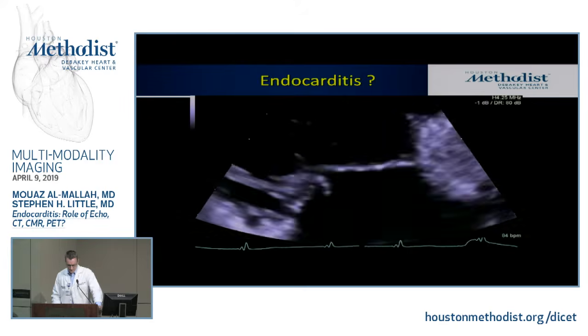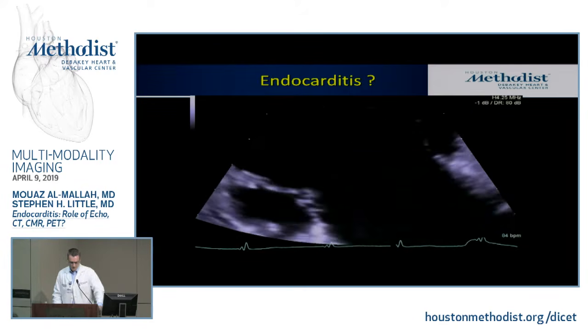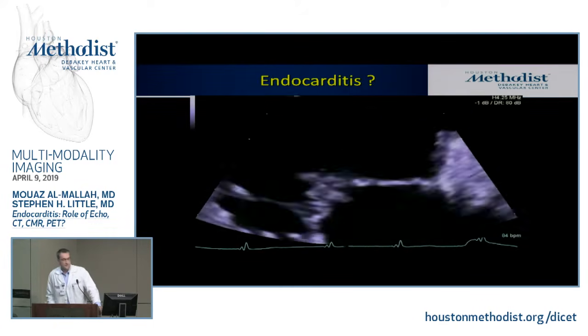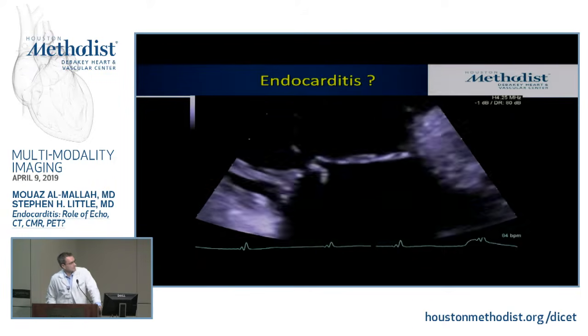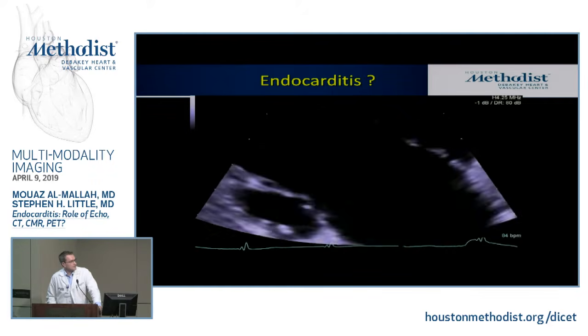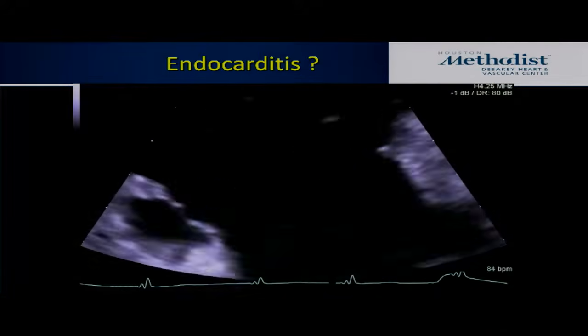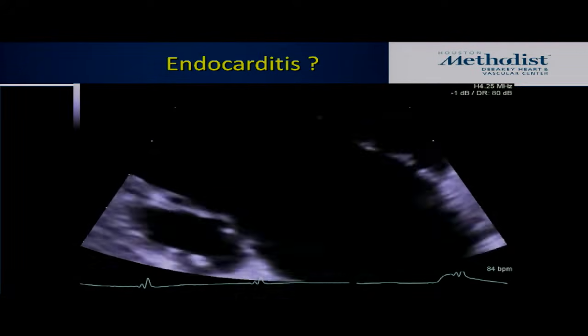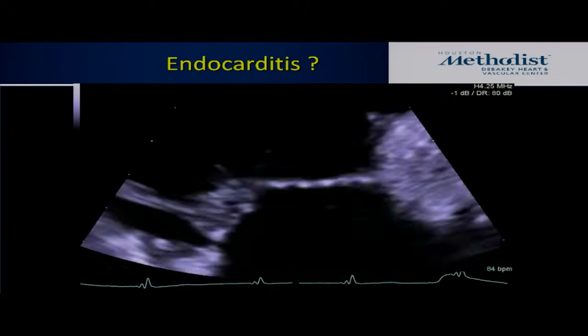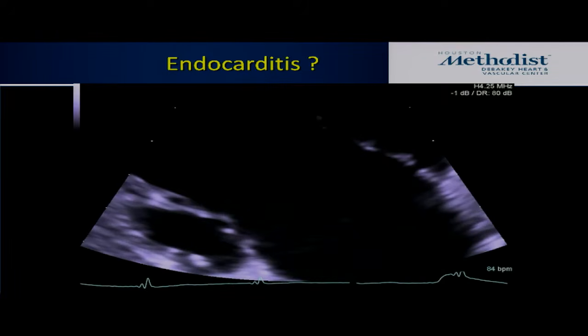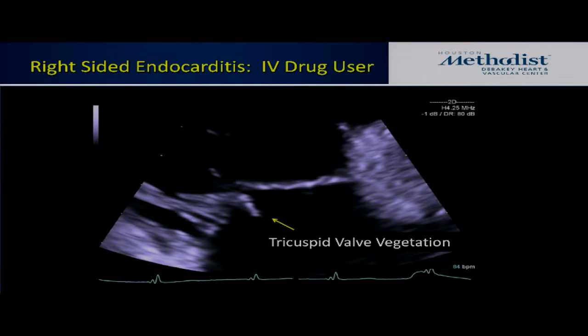Keep moving. So this is another one. This is a different valve. This is the tricuspid valve. And again, you see it's on the flow surface of the tricuspid valve. So in this view, the flow is going up. So the image is on the flow surface, with independent oscillation. Okay, and that's an IV drug user case.